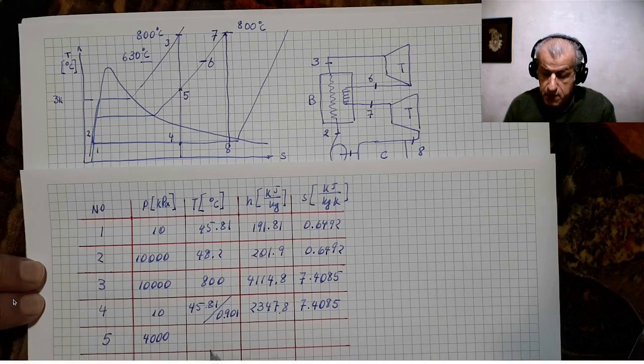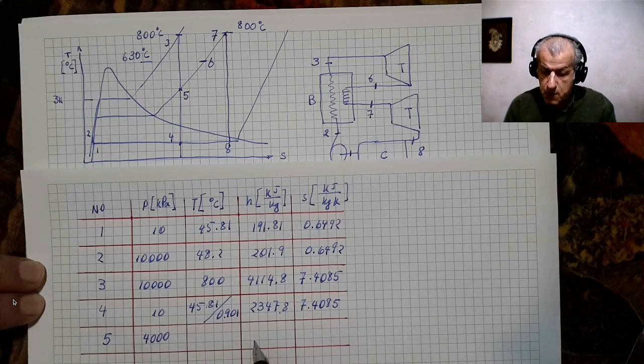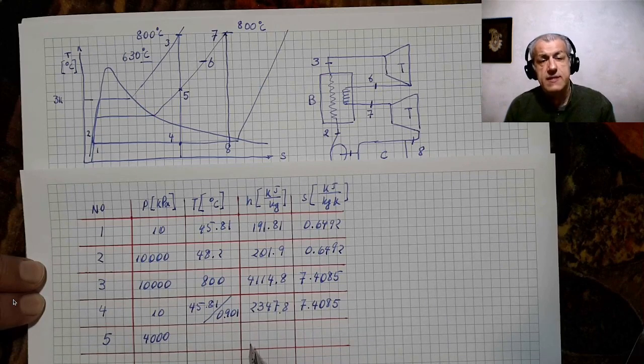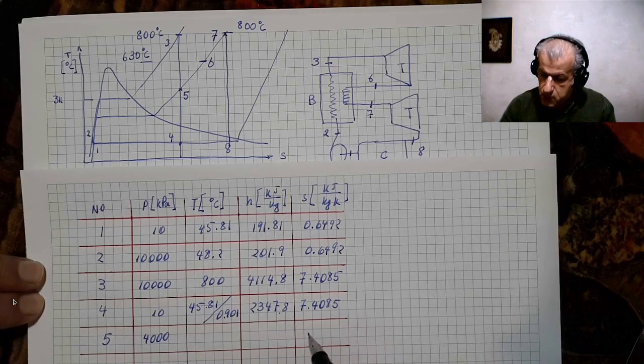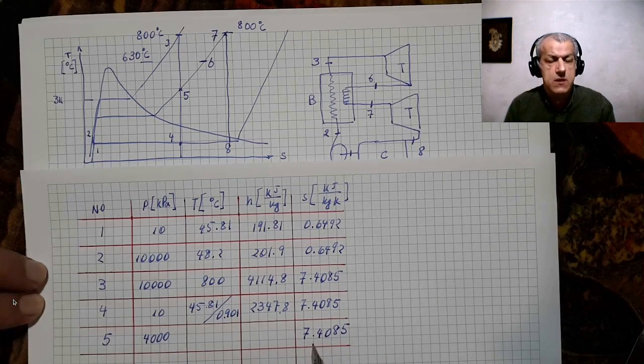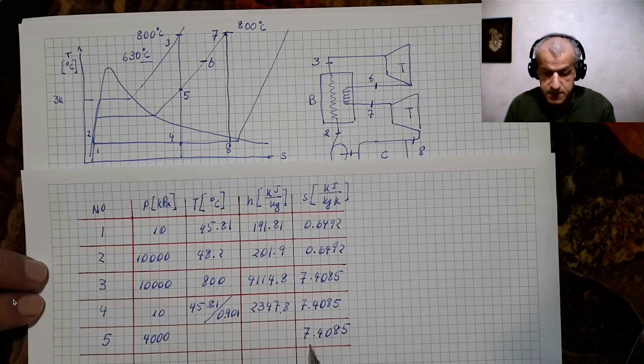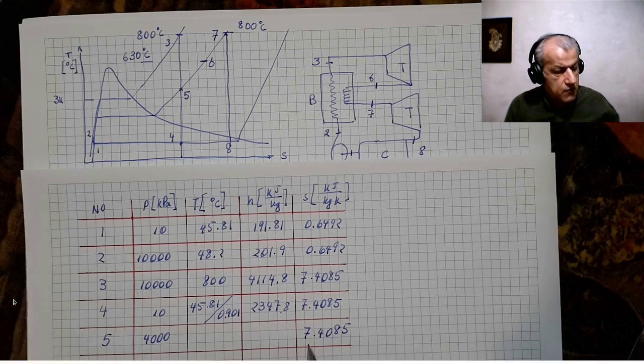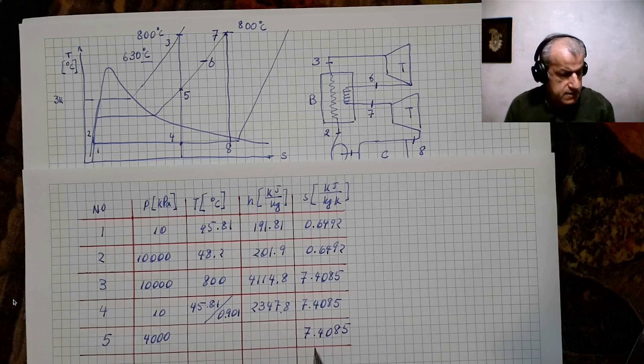The temperature we don't know. We shall investigate. This enthalpy we don't know. What we know is that it's the exit point of an isentropic turbine, so the entropy would be 7.408. With the knowledge of pressure and entropy, we could easily go to the tables or to a software and understand what the property for point 5 is.